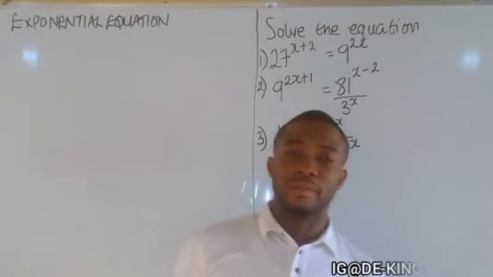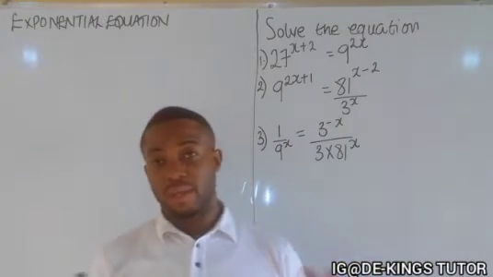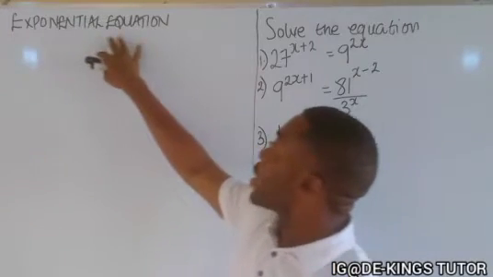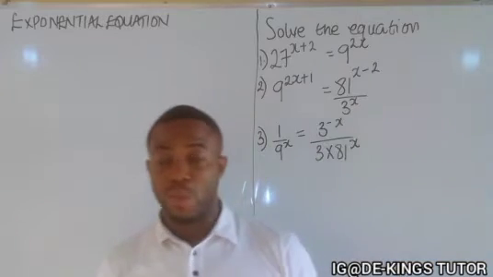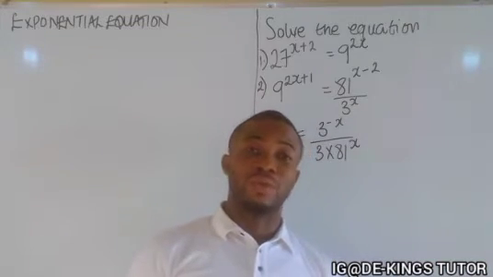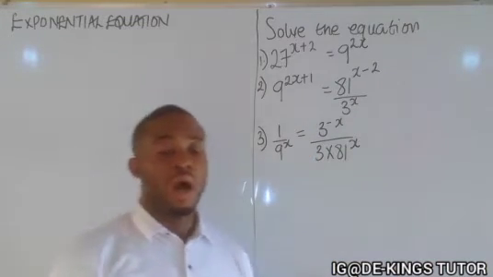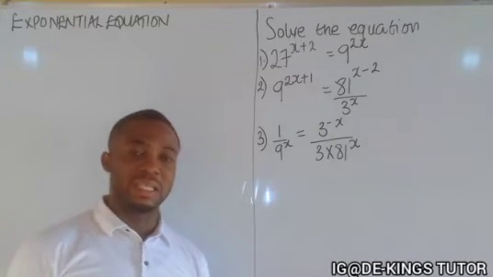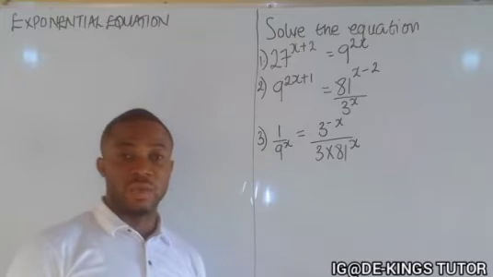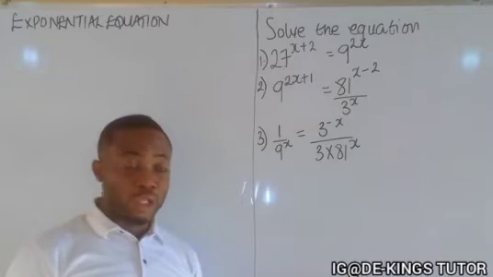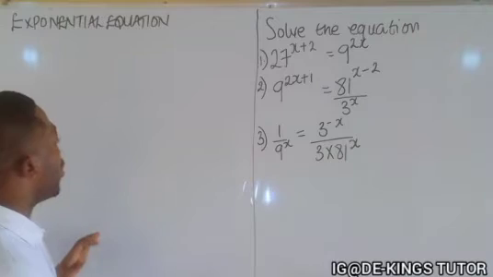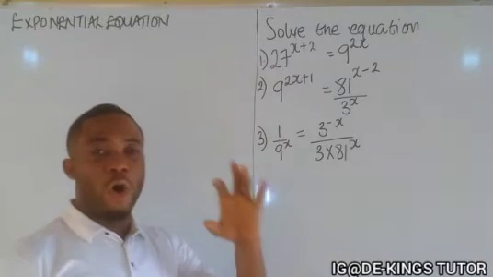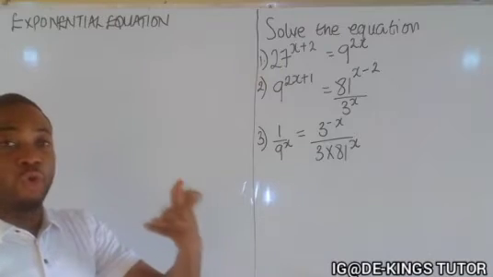Let's see another question, another topic regarding mathematics. Okay, we want to see the exponential equation. Exponential equation has a relationship with the laws of indices. So, an exponential equation is an equation in which the exponent or the index is an unknown.